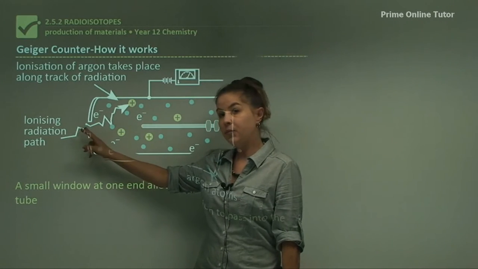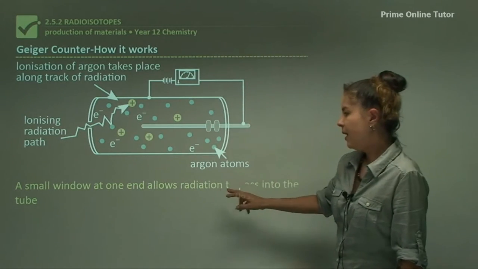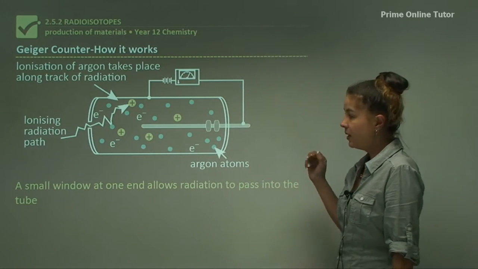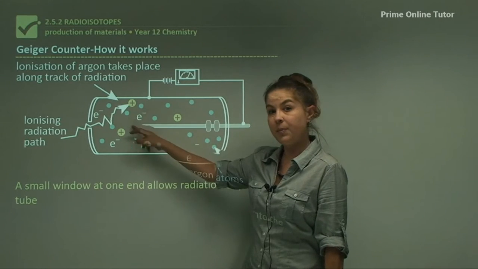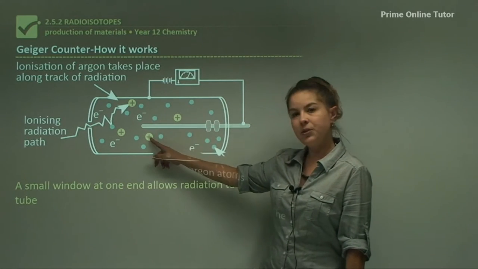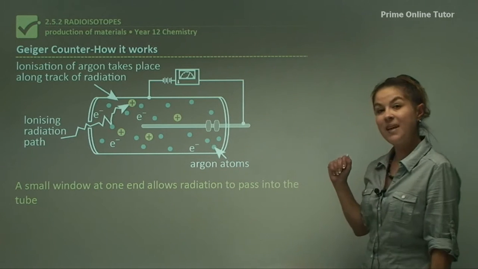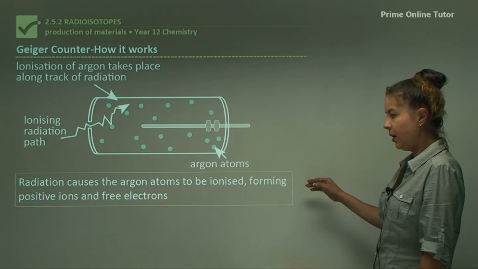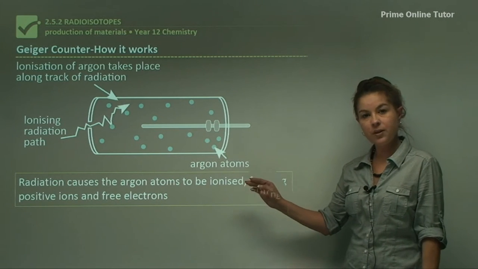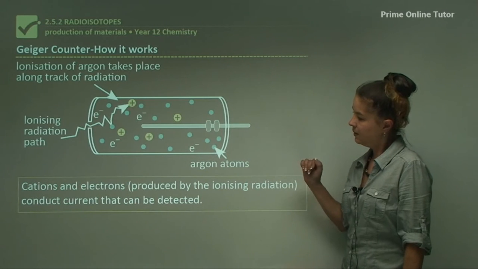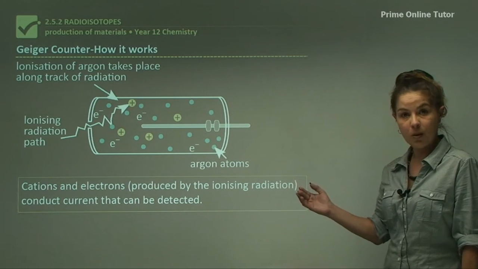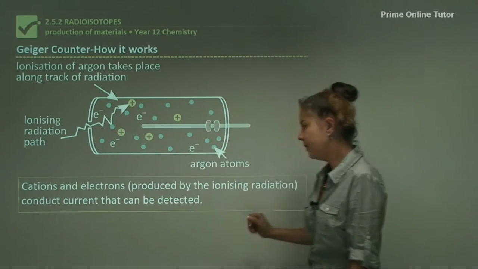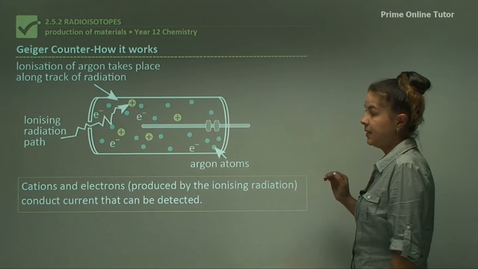Ionising radiation can come into this window, and what happens is the radiation will actually hit these argon atoms and cause electrons to be dispelled from the argon atom, therefore producing positive argon ions, cations even. So the radiation causes the argon atoms to be ionised, and it forms positive ions and free electrons. And the cations, or positive ions, and the electrons produced by this radiation will conduct current, and so therefore it can be detected.